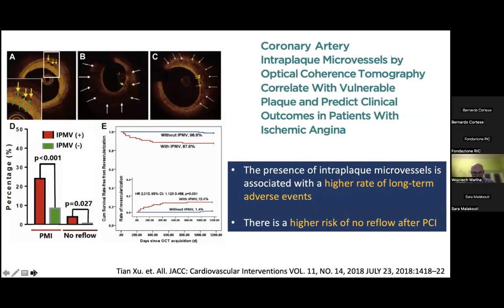And why is it quite important to detect neovascularization in OCT? Because the presence of intraplaque microvessels is associated with higher rates of long-term adverse events. And when we decide to perform PCI with a stent or with DCB, in the area where there are intraplaque microvessels, there is a higher risk of no-reflow after PCI according to that data.